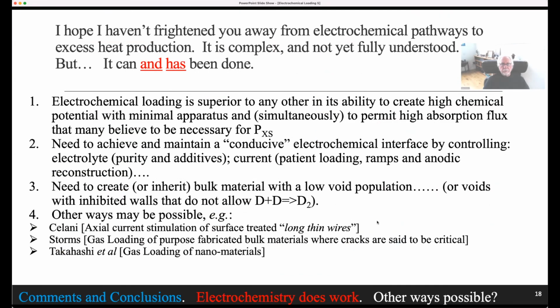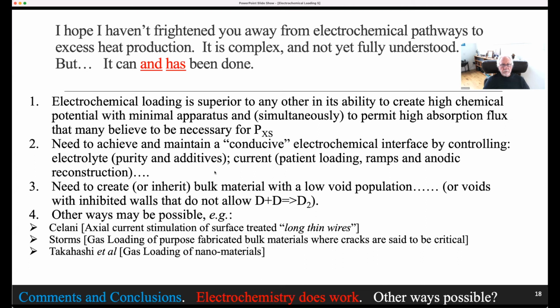Well, I hope I haven't frightened you away from the electrochemical pathway. It's complex, not fully understood, but it can and has been done. I assert that electrochemical loading is superior to any other form, for its ability to create high chemical potential with minimal apparatus, and importantly, to simultaneously permit high absorption flux. I believe that both are necessary to produce excess heat in the modes that I've studied.